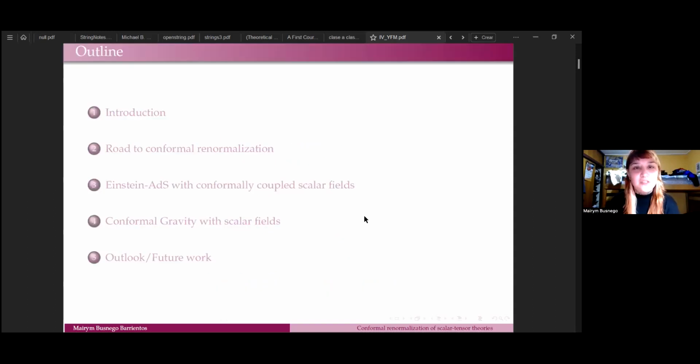So the outline of the talk is the following. First of all, I want to give you some kind of introduction to renormalization and AdS spaces. Then before constructing the procedure of conformal renormalization, I want to give you a brief introduction to conformal gravity. Then we are going to construct this conformal renormalization procedure applied to conformal gravity. Then we are going to apply this to Einstein-AdS with conformally coupled scalar fields, and then to conformal gravity with scalar fields, and finally the outlook and the future work.